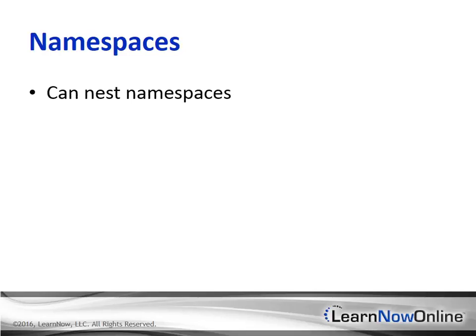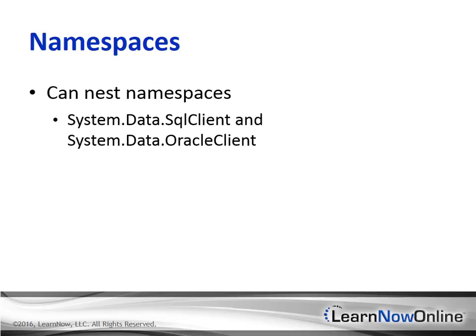One of the benefits of using namespaces is that you can nest them pretty much as deeply as you want. For example, the System.Data.SqlClient namespace contains classes you would use to retrieve data from a SQL Server database, while System.Data.OracleClient contains classes you would use to retrieve data from an Oracle database. And there's a bunch of others.